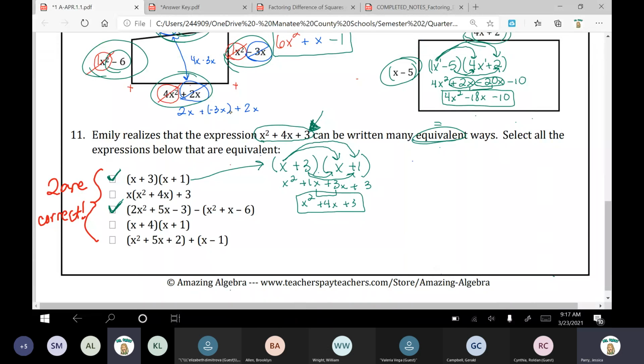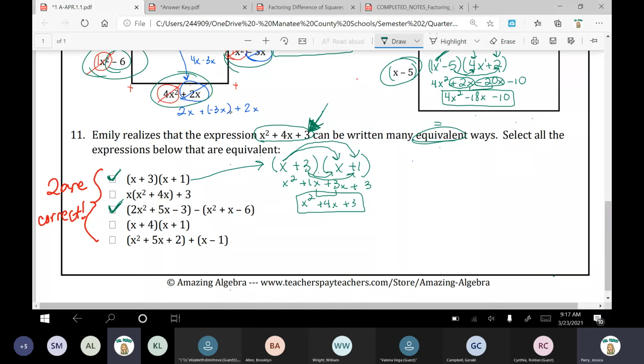This matches our question up here. So that means, yes, it is equivalent because it is equal. They're the same thing. It's just written out in a different way. So that one's correct. I'm going to do the second one. I'm going to use a different color here. I'm going to do this one here. I'm going to put a little red star next to it. I'm going to write it down.